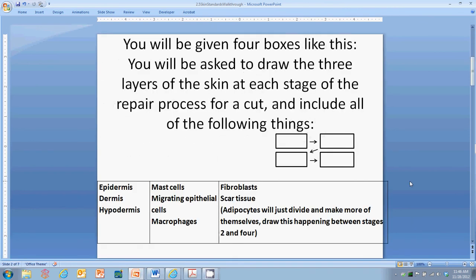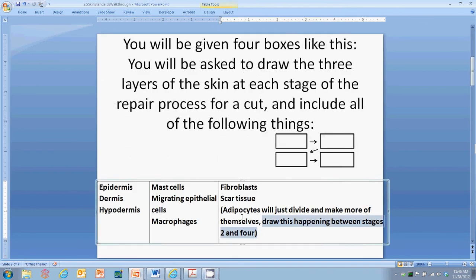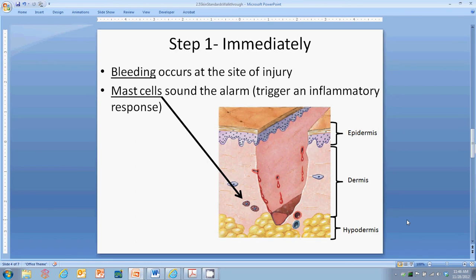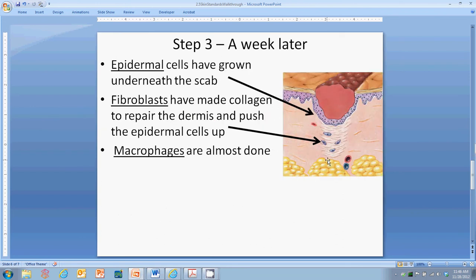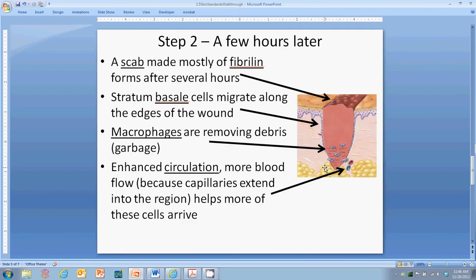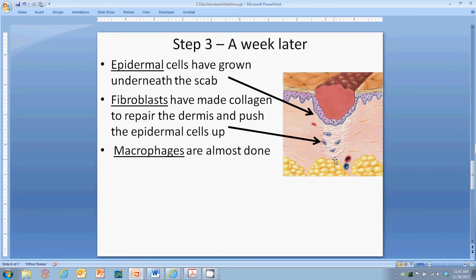And last one though, adipocytes. I'm telling you this because we didn't really talk about it, but they're going to divide and make more of themselves. So if you look at the cut in stage 2, right, it's cut into the adipocytes. They've been cut out. They're destroyed. But the ones around it are going to multiply and make more. So you can just draw them cut into the adipocytes, and then bam, there are more after we've repaired the dermis. The adipocytes have repaired themselves.